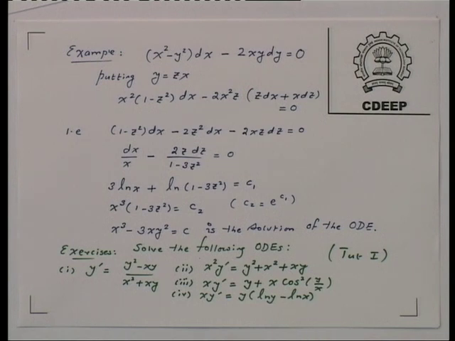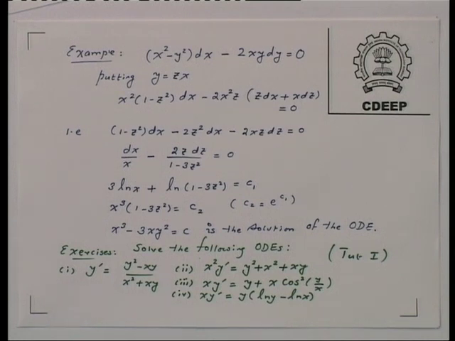And this is the way you would do it. You would not remember the hideous formula from the previous slide. There is no point; you have to do this whole thing all over again in every single example. You have to put y equal to zx, and then carry out the thing. So, what do we get?